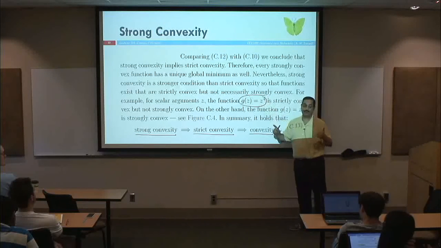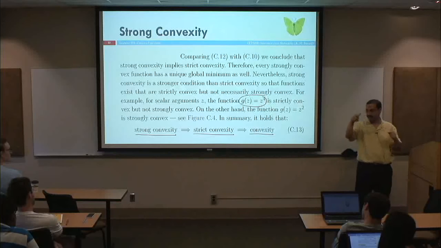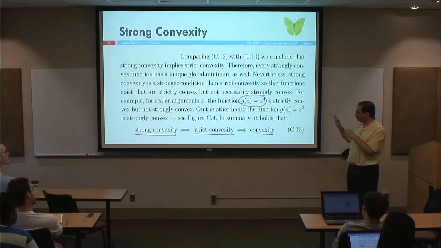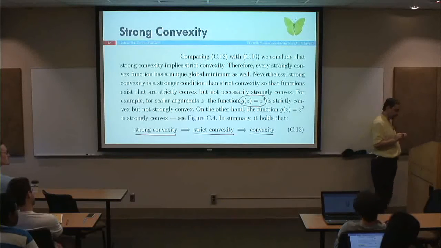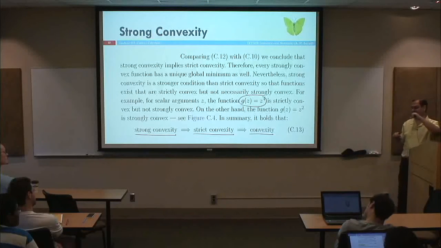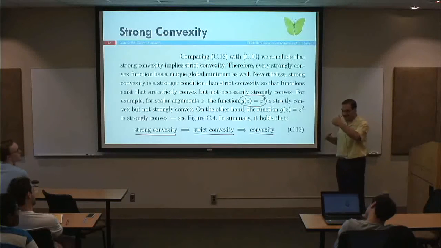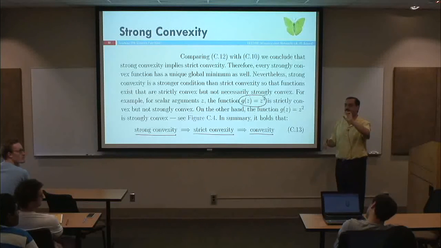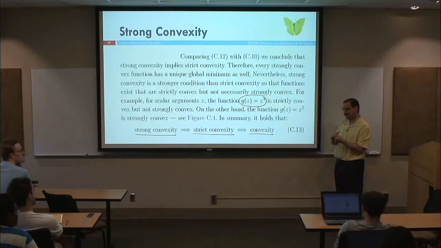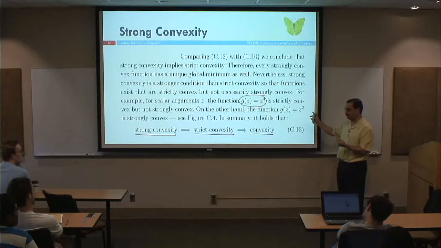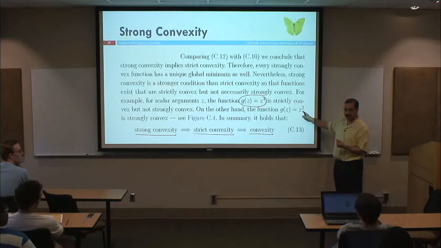Let's start with z squared. Z squared is the parabola, right? I'm going to show you very soon a way to check whether a function is strongly convex or not by looking at its Hessian. Essentially, in the scalar case, you look at the second order derivative. What's the second order derivative here? 2. If the second order derivative is bounded away from 0, then it is strongly convex. I'll show you the statement very soon. So this function is strongly convex.